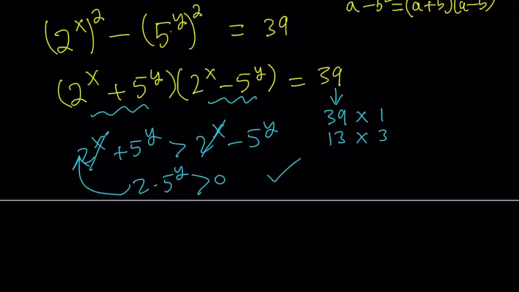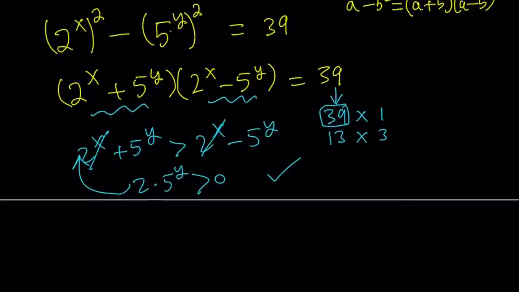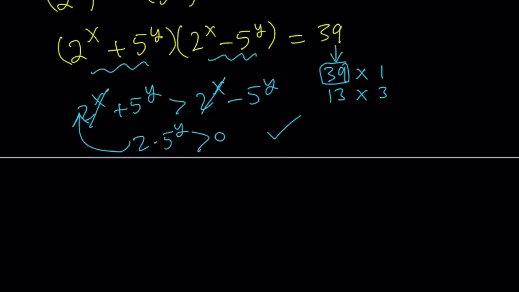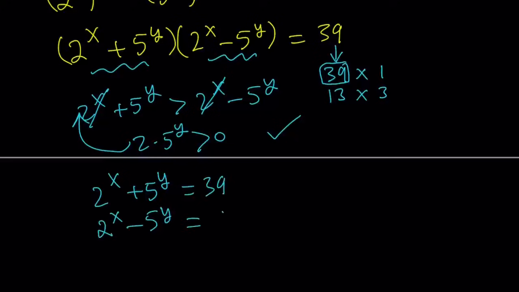Since 39 is a product of two primes, those are the only two ways we can factor it, right? Because the first factor, remember, and by the way, this is what I mean by the first factor, is going to be greater. All right, so let's go ahead and set up a system using this. So this means the first factor equals 39 and the second factor equals 1. Let's go ahead and try to solve this as a system.